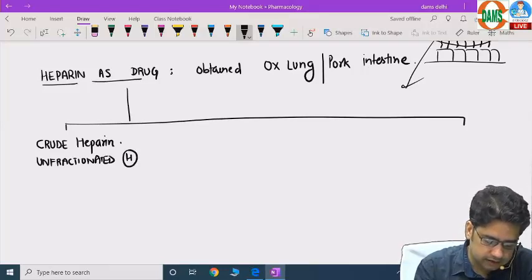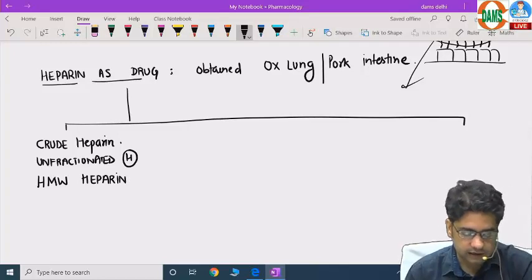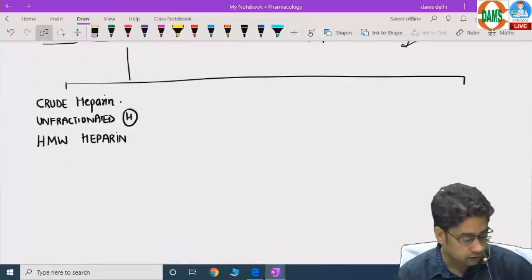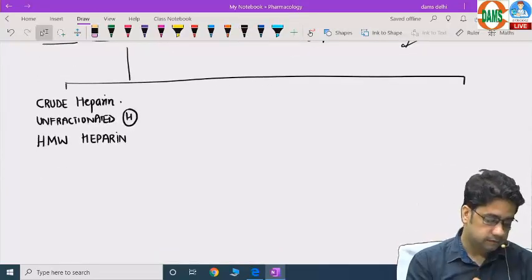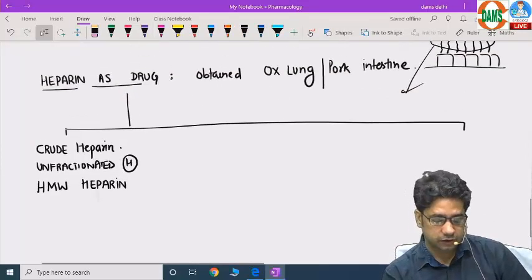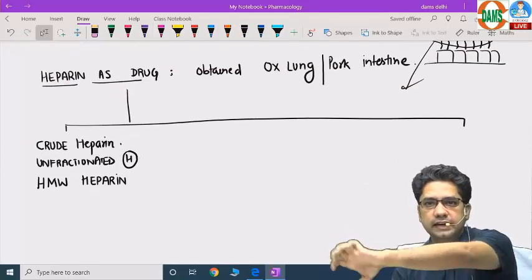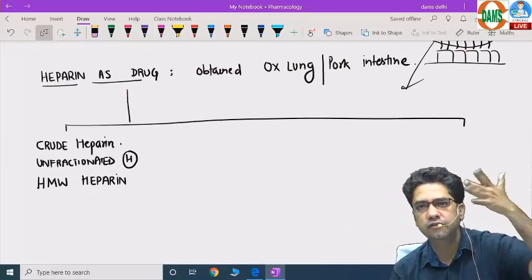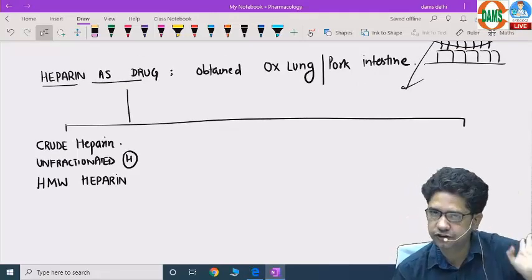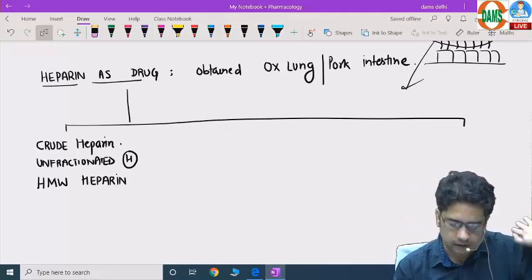The third name is, it is also known as high molecular weight heparin. I hope you have understood this point. Crude का मतलब directly निकाला, humans में use कर दिया without any filtration or fractionation. Fractionation means filter नहीं किया हमने.